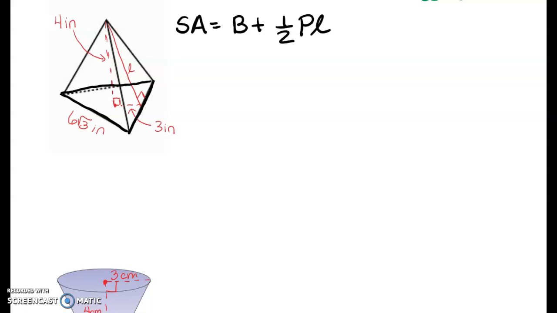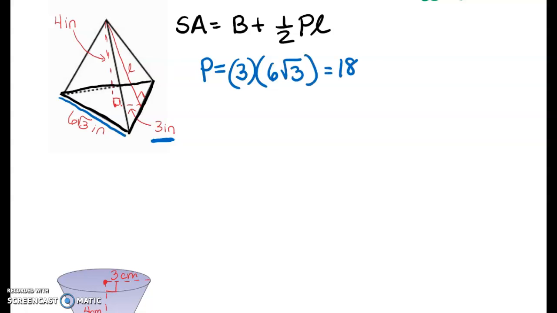And since they give us our apothem, this is our apothem right here, and they give us one of the sides of the triangle, it's easy to find the perimeter and to use the formula for the area of a polygon. So let's find the perimeter of our base first. I have 3 sides, and each side is 6 radical 3 inches long. That makes that 18 radical 3 inches for my perimeter.